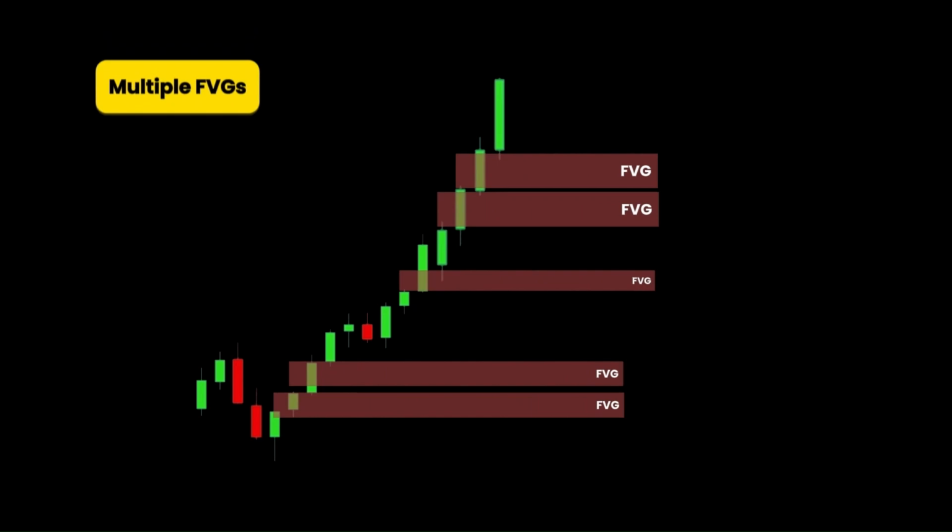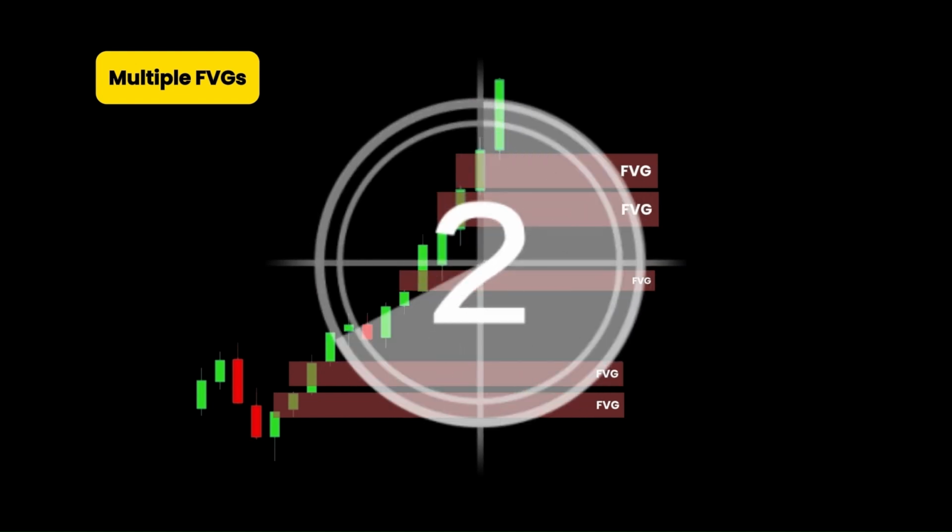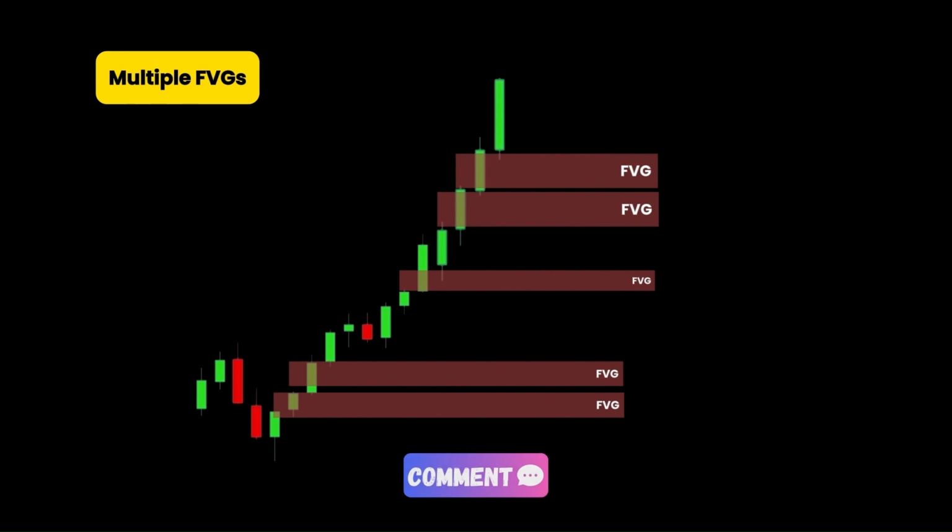Imagine this. The live market is running and suddenly you see not one, but multiple fair value gaps forming on the chart. Here's my question for you. Which one do you think the market will actually respect? Take 3 seconds, think about it, and drop your answer in the comments.